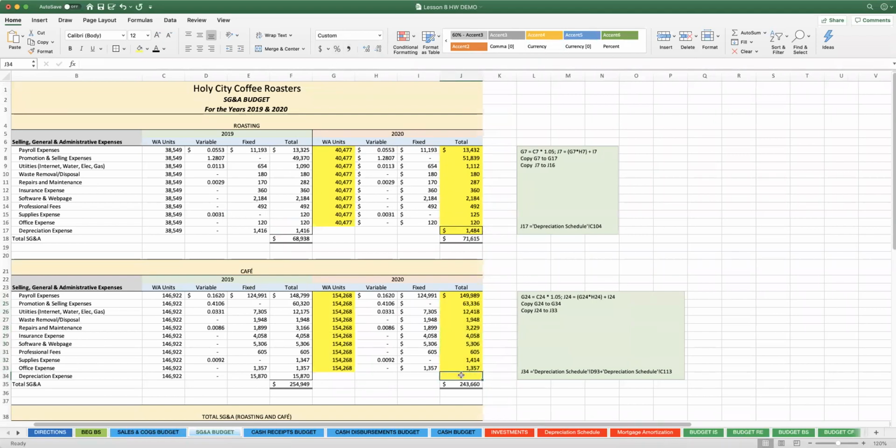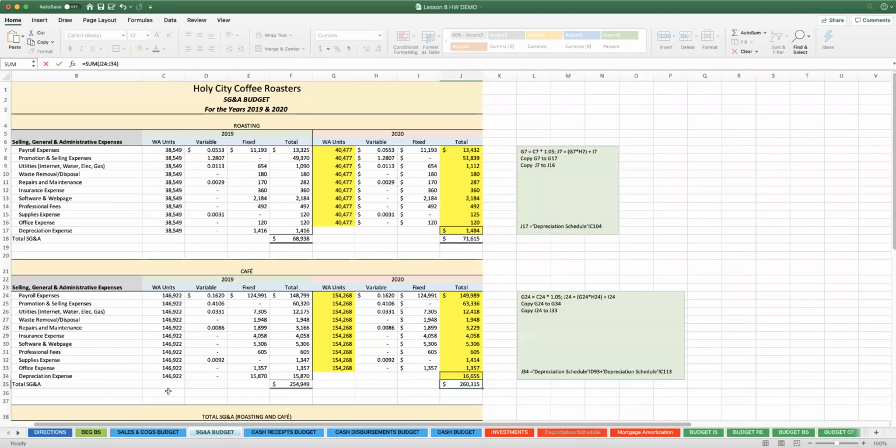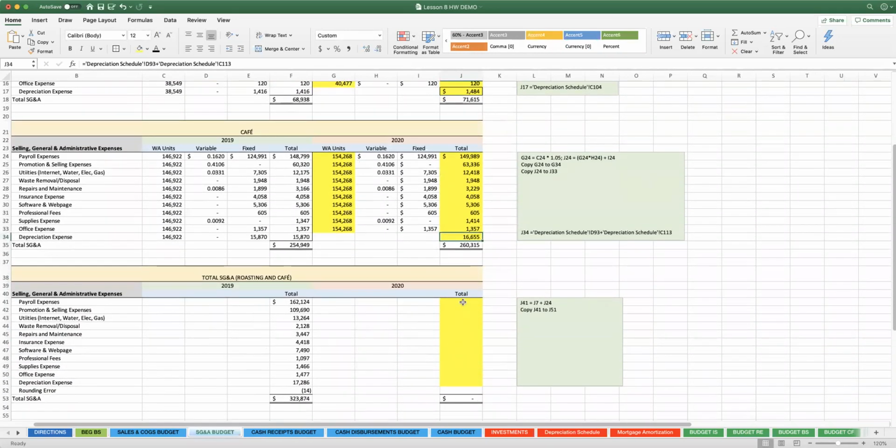And let's go get the depreciation. So this is for the cafe. You'll have two pieces to pick up. One for the cafe's SG&A and one for the kitchen, because the kitchen, remember, is buried in here. So if we go to the schedule, D93 right there. That's the cafe's SG&A for the year 2020. And then add to that the kitchen right there. Kitchen budget SG&A right there. You got it. All right. So that is C13 and D93. We're good to go.